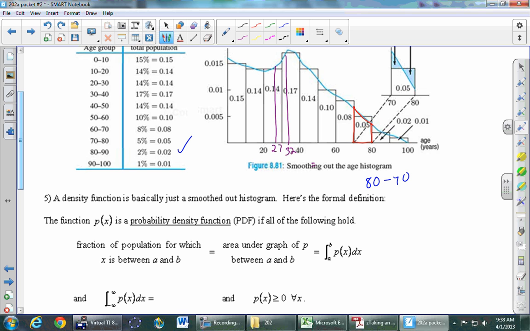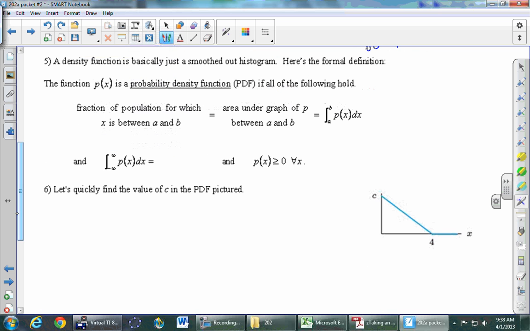So that histogram, that curve, represents a probability density function because the fraction of the population between A and B, between 27 and 32 years old, is exactly the area under the curve between A and B, which you can write as an integral. All right? That's the key feature for this new thing called a probability density function. There are 2 other little notes in order for it to be a probability density function, but essentially the first one is the main one. That's what we're after. So let's look at the last one.